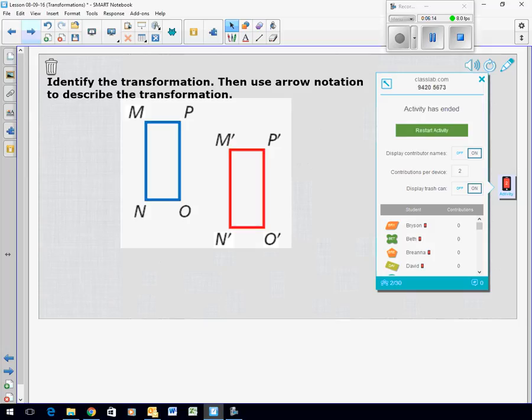Translation. Okay? It's a translation. I moved MNOP to the right and down, right? I shifted it, or slid it, to the right and down. So those are our big transformations in this unit. We're going to add one more. We'll add dilation, but it's not until the second unit, okay? So right now, that's what you need to know.